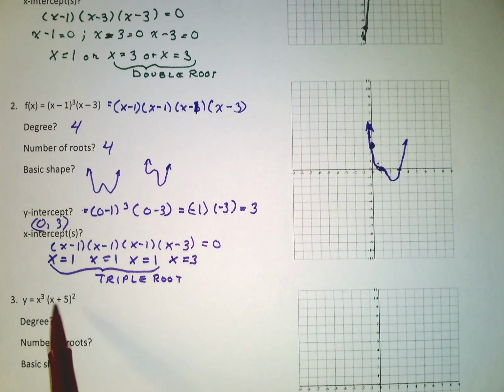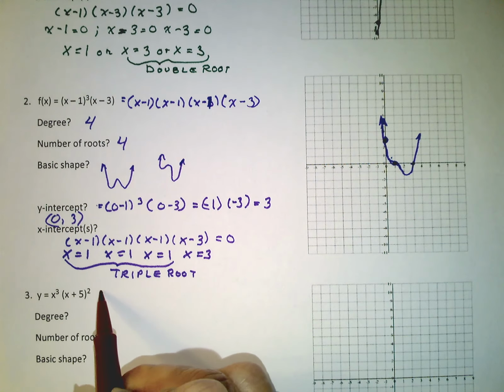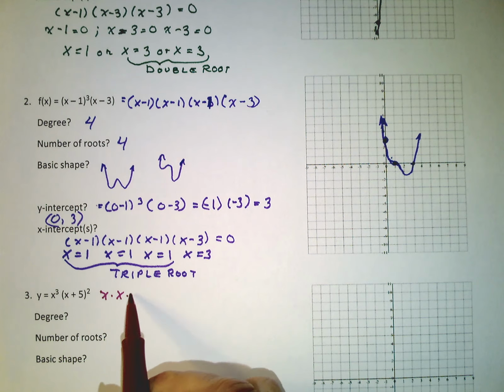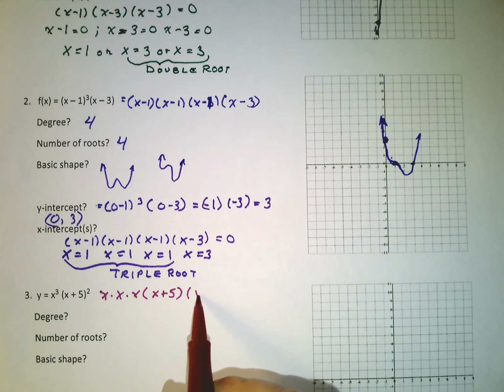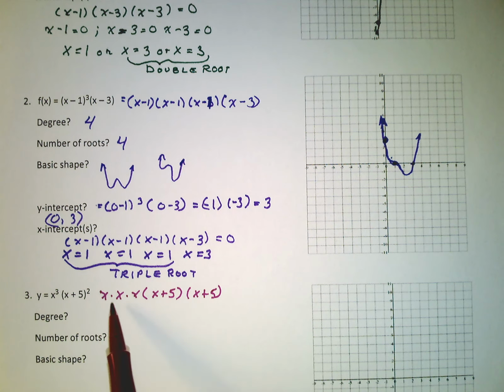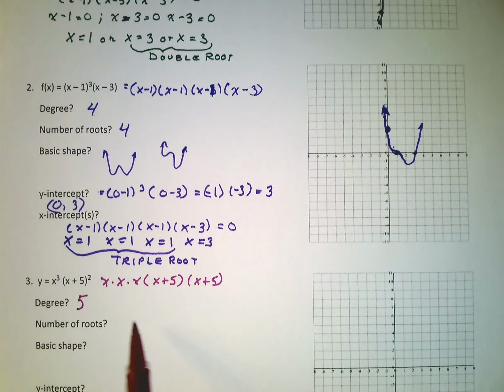The degree on this one, we can just add these. Or we could list all the factors out. This would be x times x times x times the quantity x plus 5 times the quantity x plus 5. And if we multiplied everything out, the x times x times x times x times another x would be x to the 5th. So this is 5th degree. The number of roots should be the same.